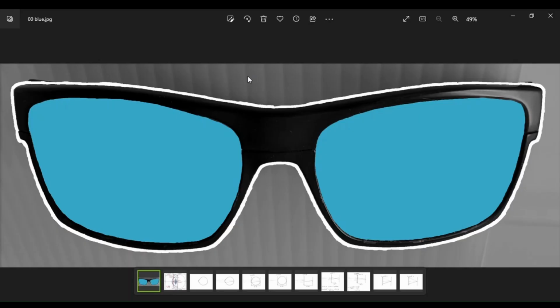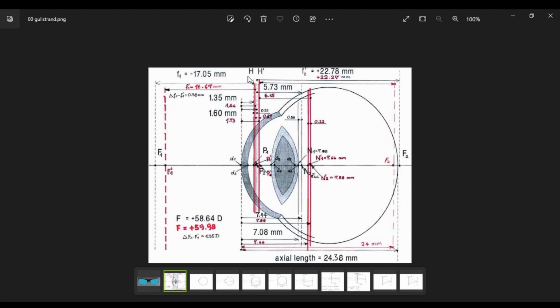And this is the last segment for the myopia video. I'd like to go into some examples of how to calculate how much myopia to correct.